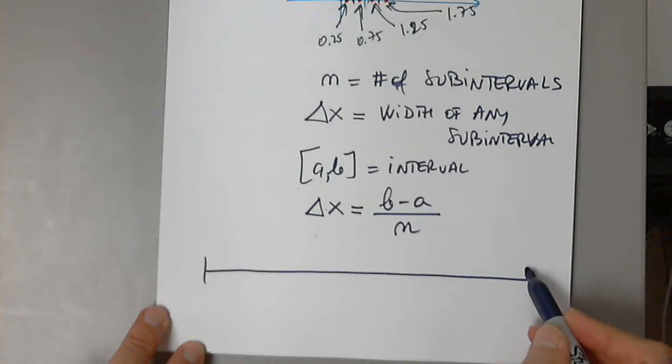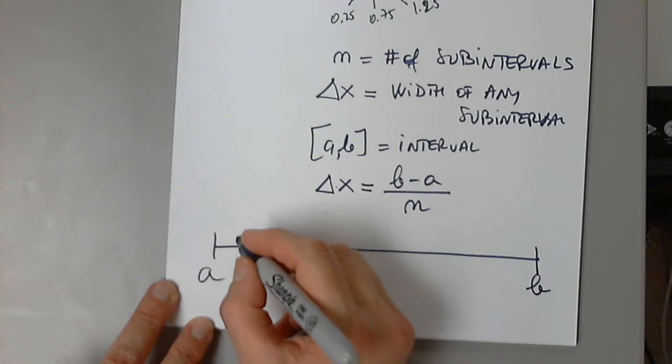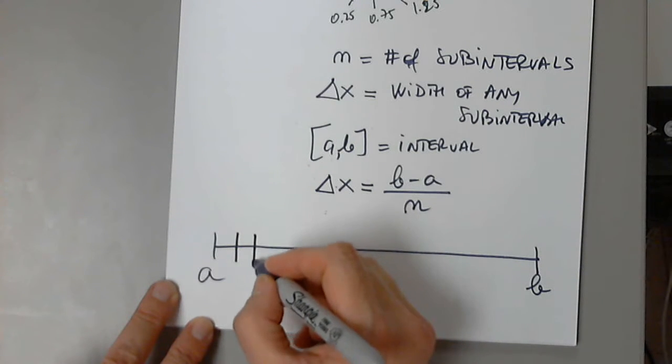Stay with me. I need this. So this is A and this is B. This is the first interval, the second, the third.